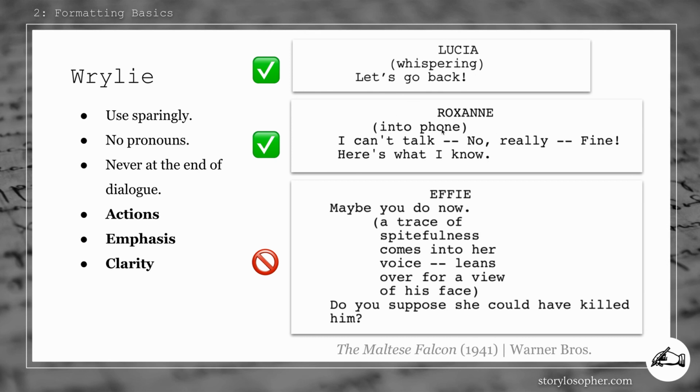Like right here, there could be somebody else in the scene. So there's Roxanne and there's Jackson. And this line is not said to Jackson, but is said into the telephone, right? So that's why you would put that to clarify. That's the kind of thing that we're talking about. And just to harp on that even more, these are the reasons that you should use Wrylies, if at all. It should be for someone's actions, to emphasize something, or provide clarity, okay?